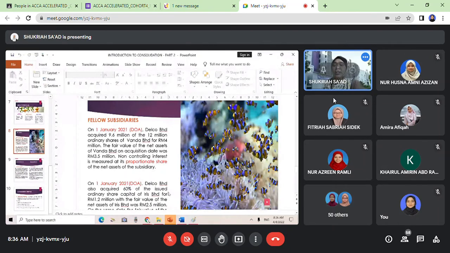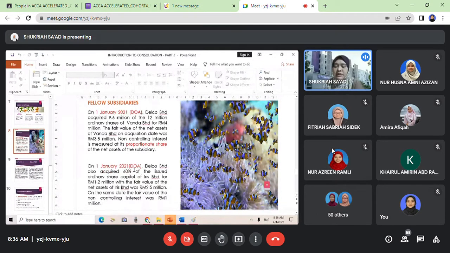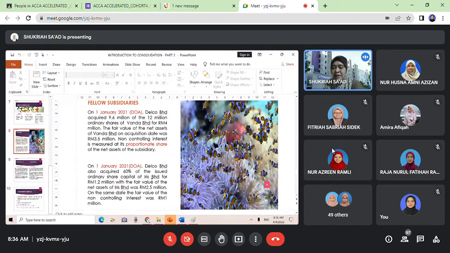Reflected in holdings account. All right. On the same date, 1st January 2021, Delco also acquired 60% of Iris. Since this is more than 50%, Iris becomes a second subsidiary to Delco.